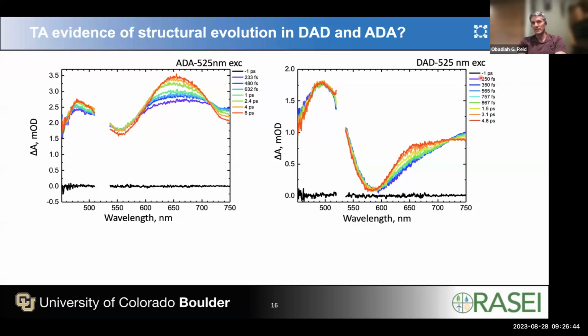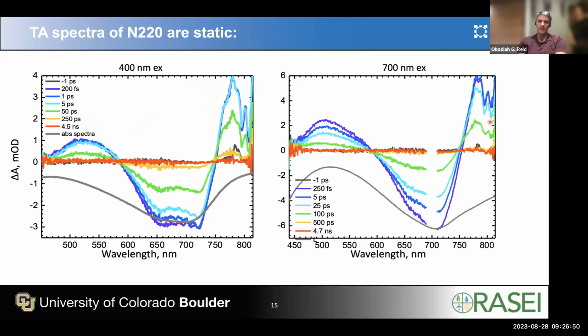And I should point out that these data I'm showing here only go out to the first 5 picoseconds, whereas the prior data I was showing with the N2200 is the whole time scale from 200 femtoseconds to 5 nanoseconds.